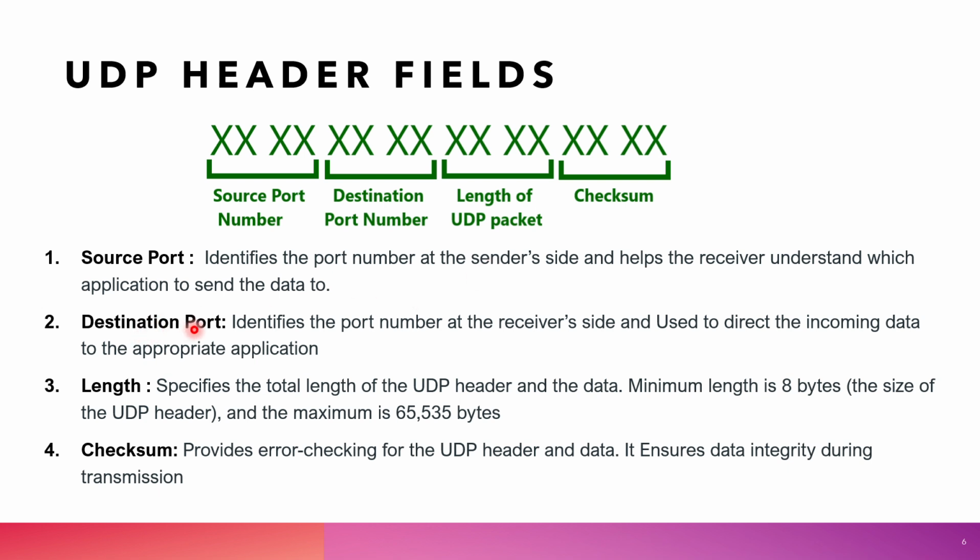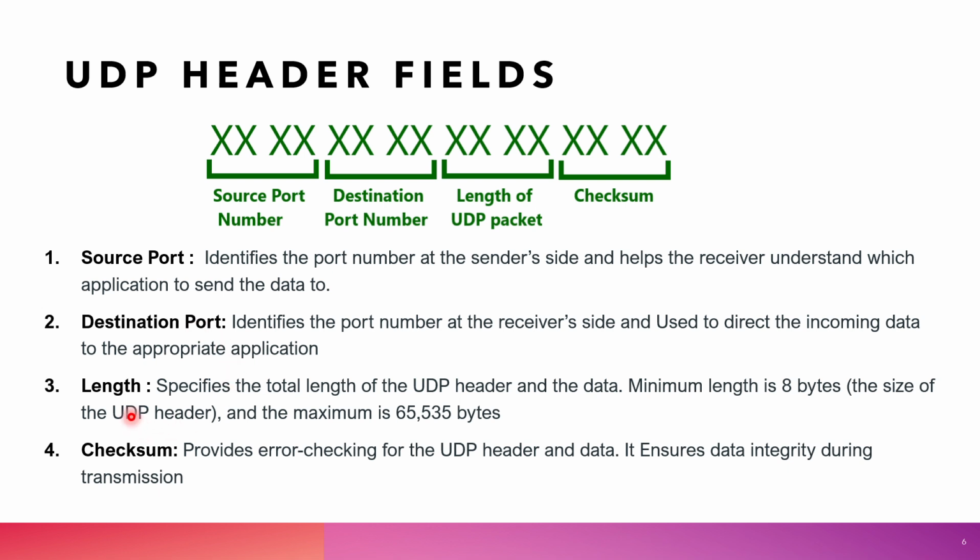The second field in the UDP header is the destination port, which is 16 bits, that is 2 bytes, and defines the port number of the recipient. It ensures the data is delivered to the correct application on the receiver system. To understand this, consider that when you visit a website, your browser sends the request to port 80, which is HTTP, or 443, which is HTTPS, on the web server.